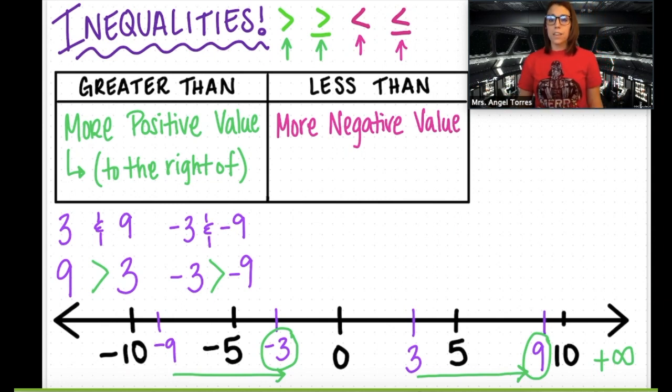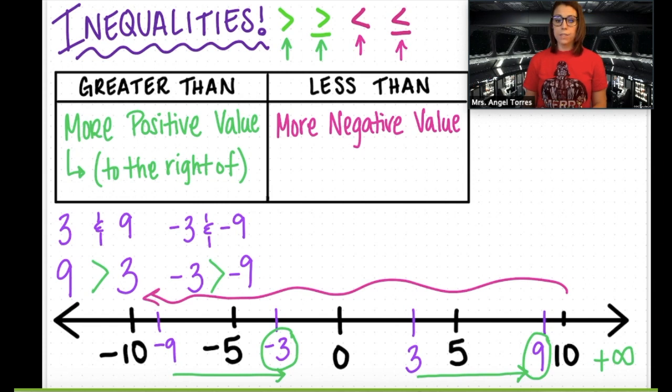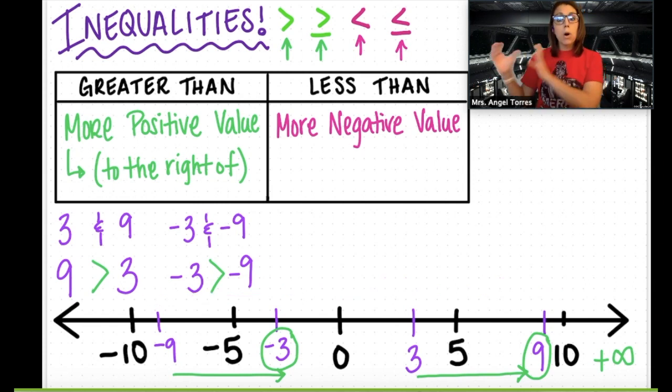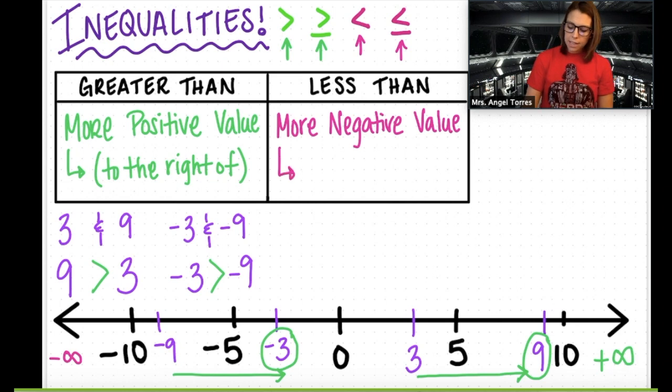Well, where are negative or more negative numbers on a number line? They're going to be to the left until you reach the most negative number that we have, which is negative infinity, the opposite of positive infinity. So we can also say less than means to the left of on a number line.